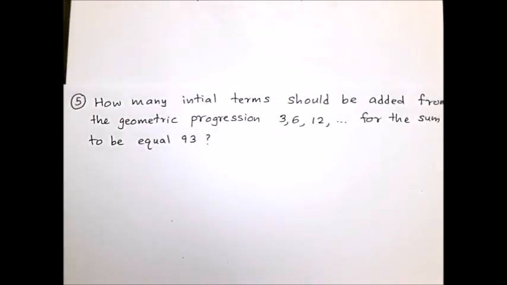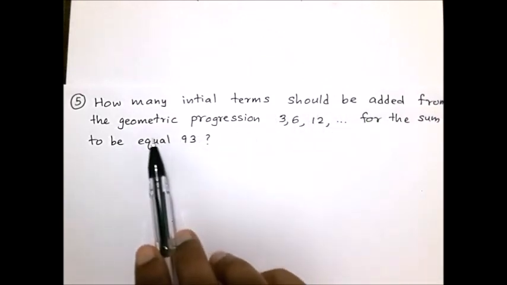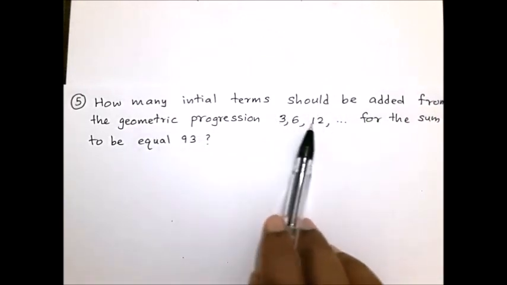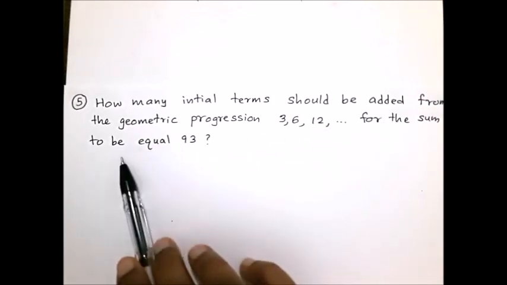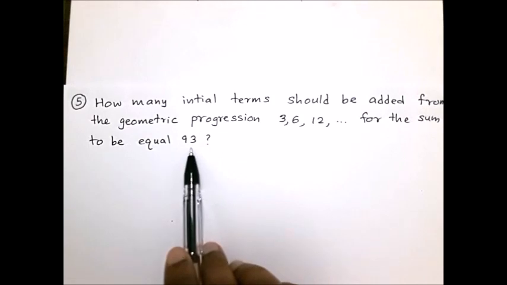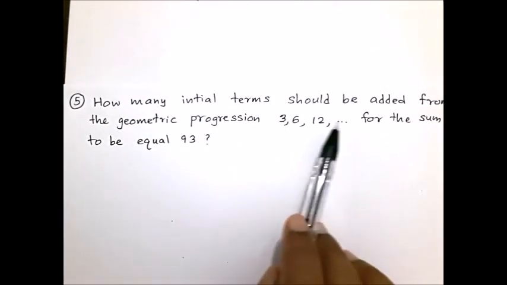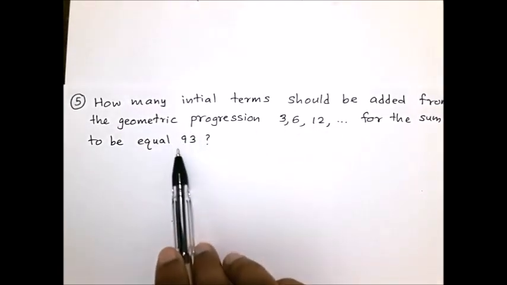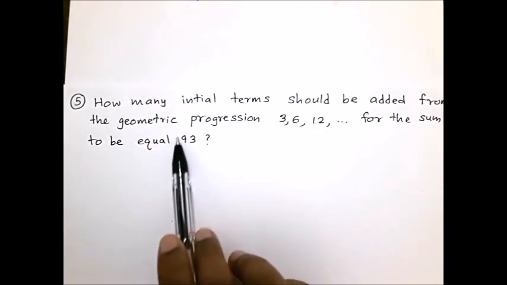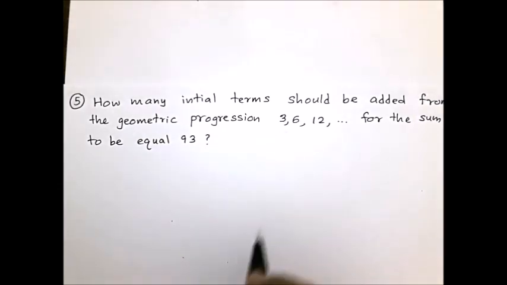Now look at fifth question. How many initial terms should be added from the geometric progression 3, 6, 12 for the sum to be equal 93? Here the sum of these terms is given. You have to find the number of terms in this progression to add and obtain this answer as the sum. You have to find the number of terms, simply n.